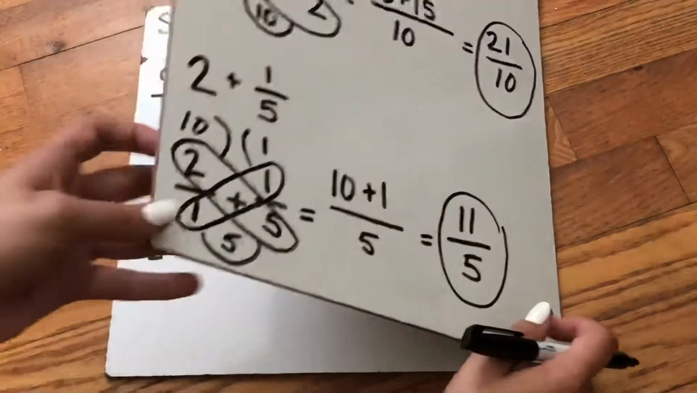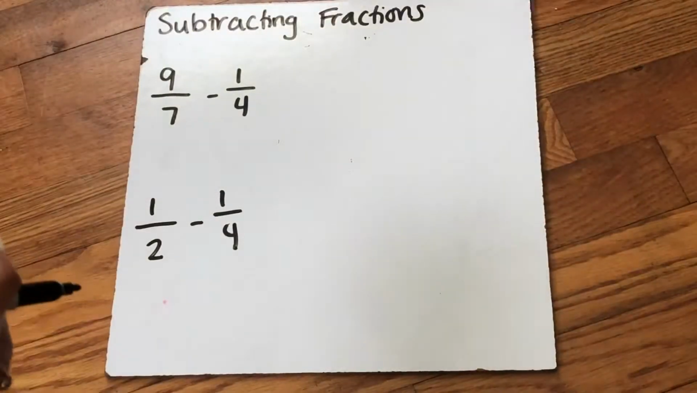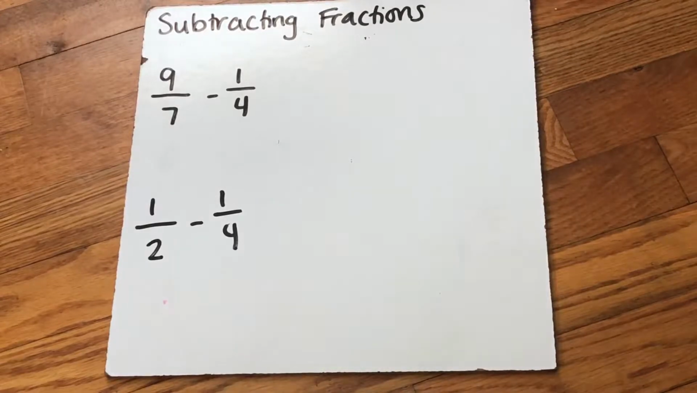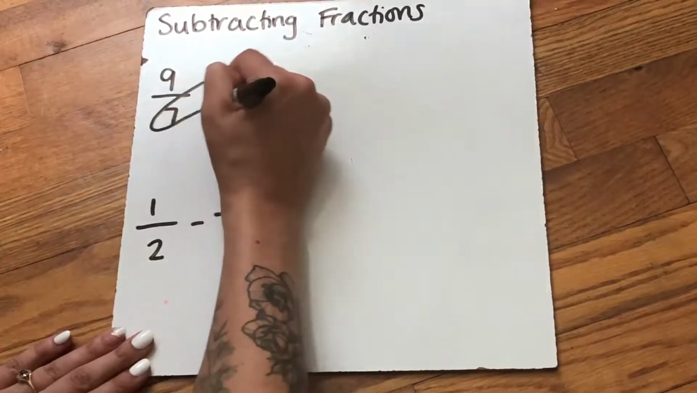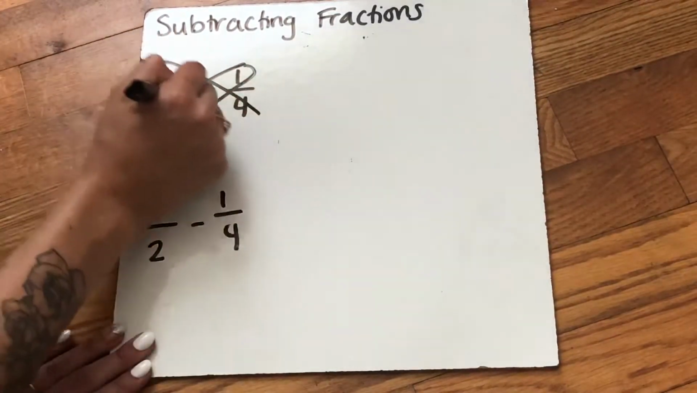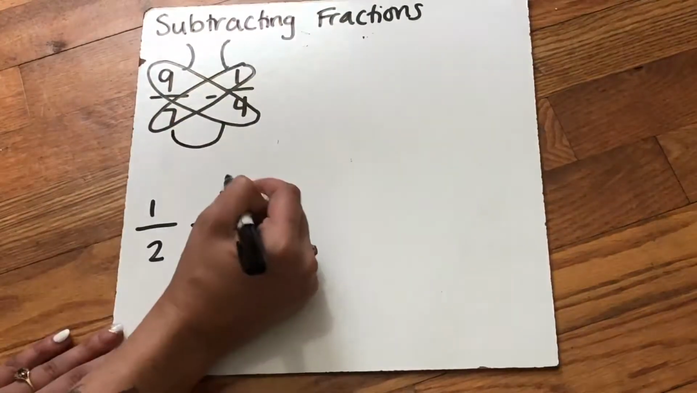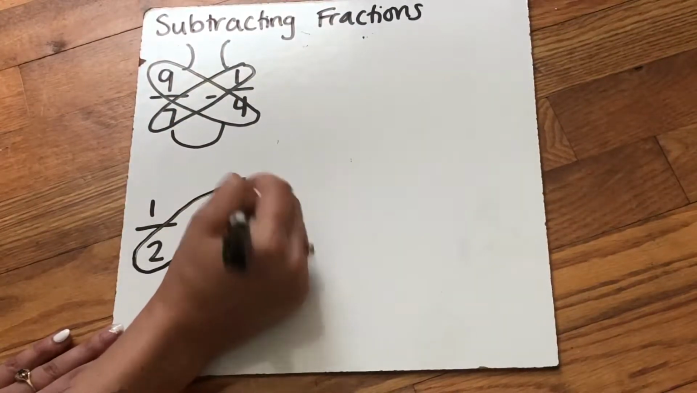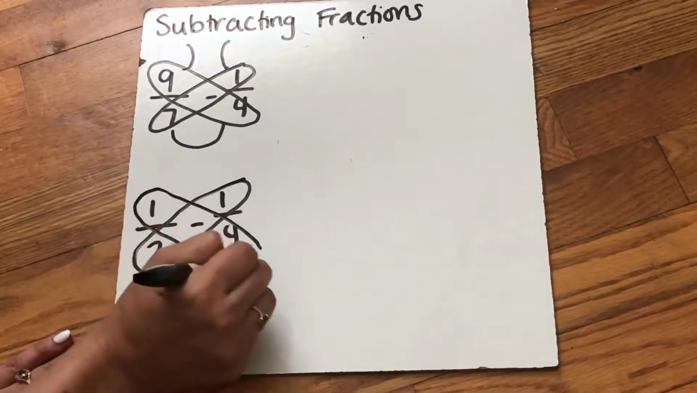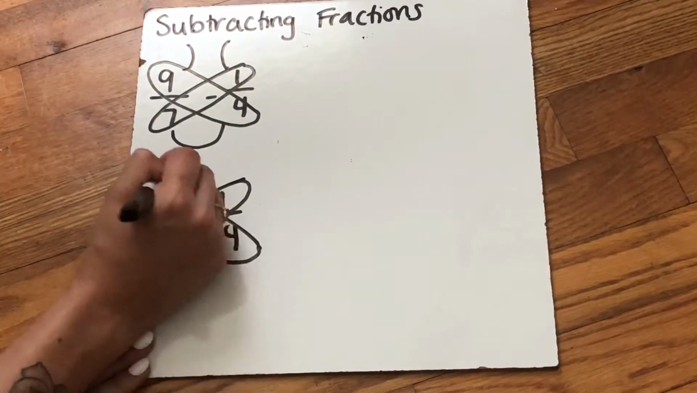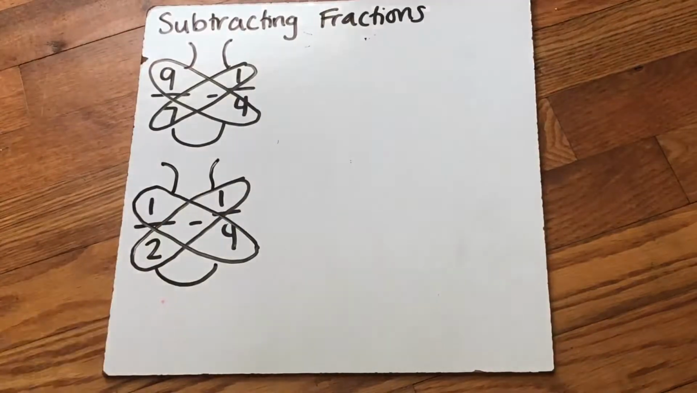All right, let's talk about subtracting fractions. Exact same steps, guys. The only difference is when we go to deal with our numerator, we're going to be subtracting it. So set up my butterfly, wings, body, antenna. I'm going to go ahead and set this one up down here too. Wings, body, antenna. All right, so cross multiplying.